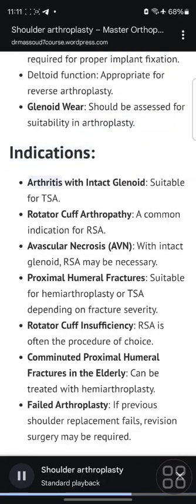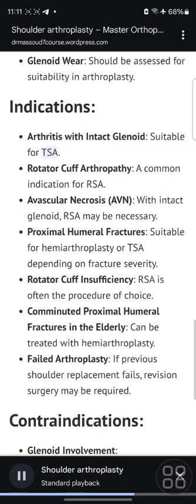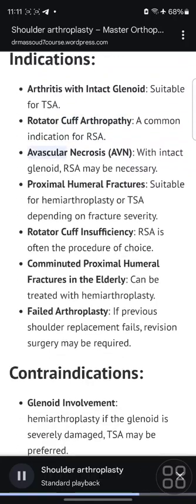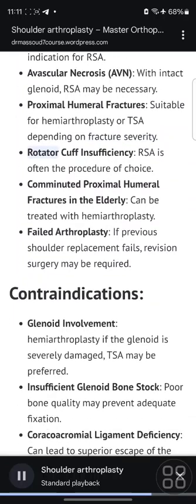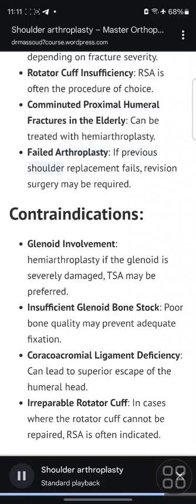Indications. Arthritis with intact glenoid. Suitable for TSA. Rotator cuff arthropathy. A common indication for RSA. Avascular necrosis, AVN. With intact glenoid, RSA may be necessary. Proximal humeral fractures. Suitable for hemiarthroplasty or TSA depending on fracture severity. Rotator cuff insufficiency. RSA is often the procedure of choice. Comminuted proximal humeral fractures in the elderly can be treated with hemiarthroplasty. Failed arthroplasty. If previous shoulder replacement fails, revision surgery may be required.